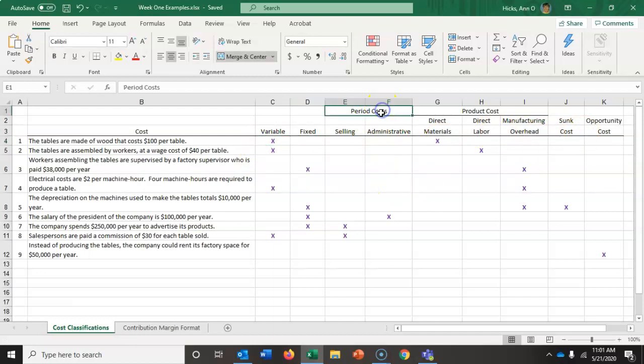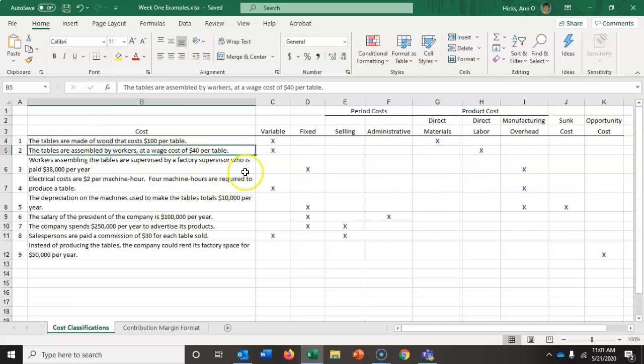Now, is this tied to the product or is it tied to the period in which it's incurred? Again, I think it's clear it is a product cost. It is the material that goes into the product, so it is direct materials.